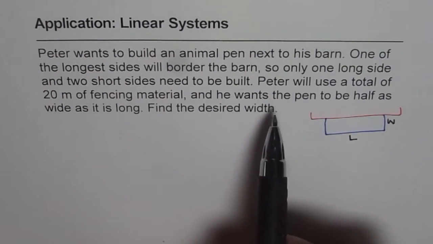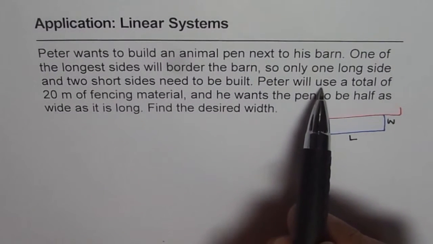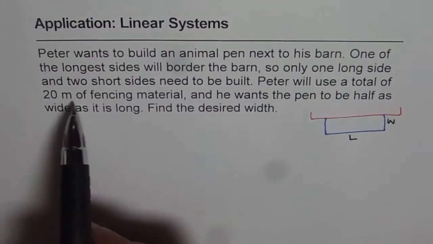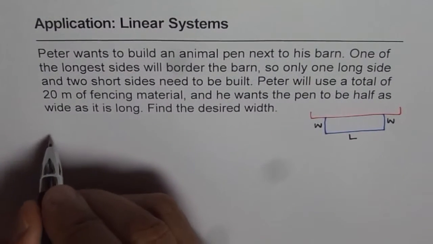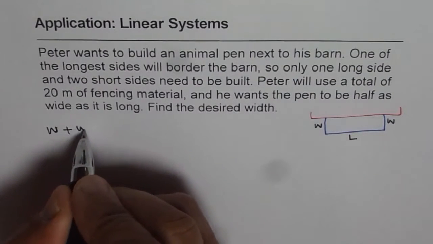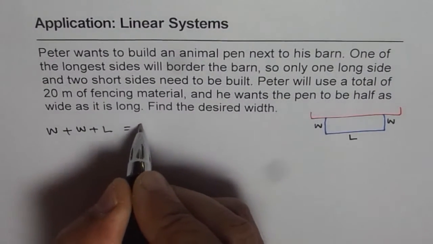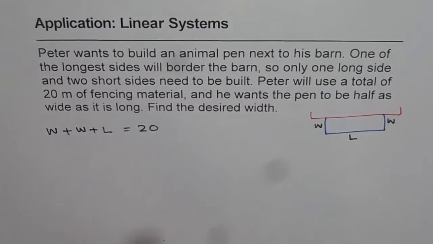we are given two conditions. One is Peter will use a total of 20 meters of fencing material. That means this is also width, right? That means 2 times width plus length is 20 meters. So that is the first part.